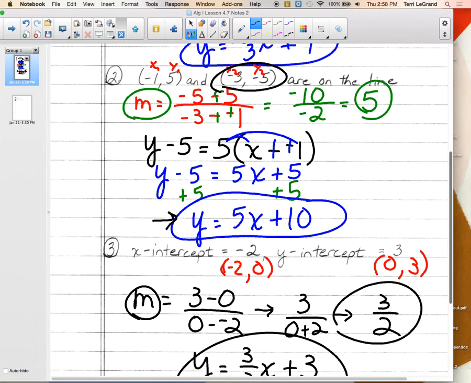How many names does an equation have? One line, just one line on a graph. How many slope-intercept form names does it have? Only one. Why only one? Because it's the slope and the y-intercept. Can there be a different slope ever for one line? Can there be a different y-intercept ever for one line? No. So this would be the only name.